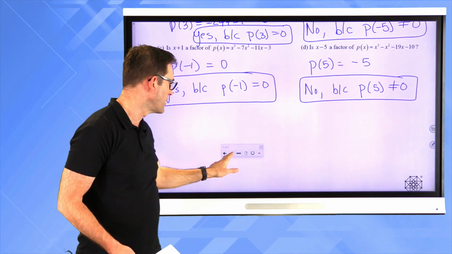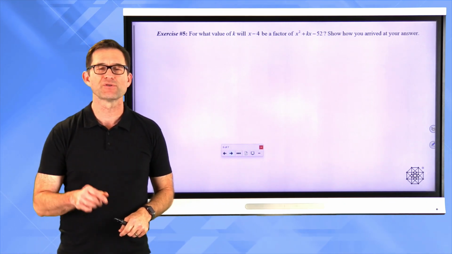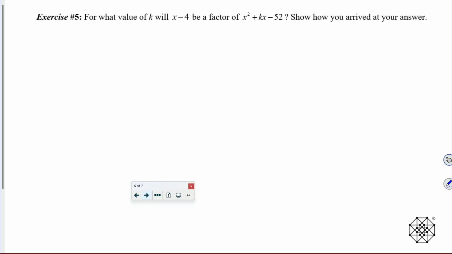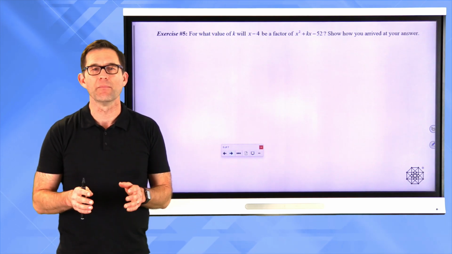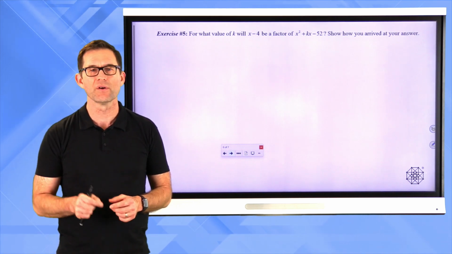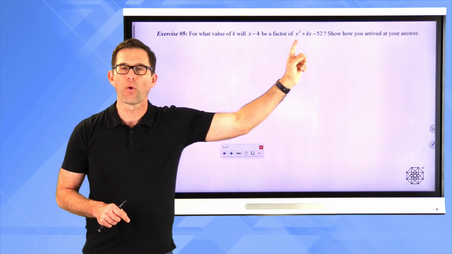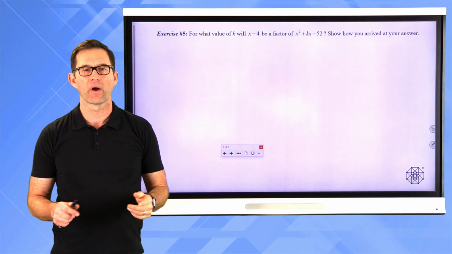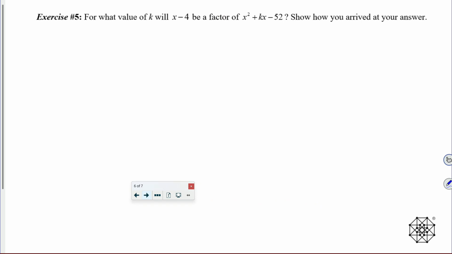Let's try one last one. I think this last problem is kind of cool and really kind of stretches your mind in this type of problem. Exercise number 5. For what value of k will x minus 4 be a factor of x squared plus kx minus 52? Show how you arrived at your answer. All right, well, I'd like you to really kind of dig deep and think about how you can take what we were just looking at and figure out there's one value of k that will make x minus 4 a factor of that quadratic trinomial. Pause the video now and see if you can figure out the value of k.